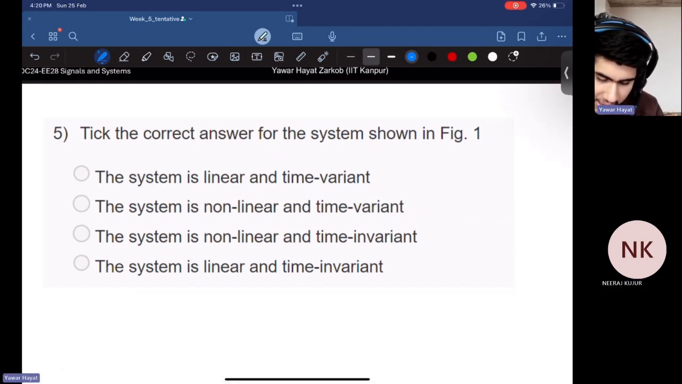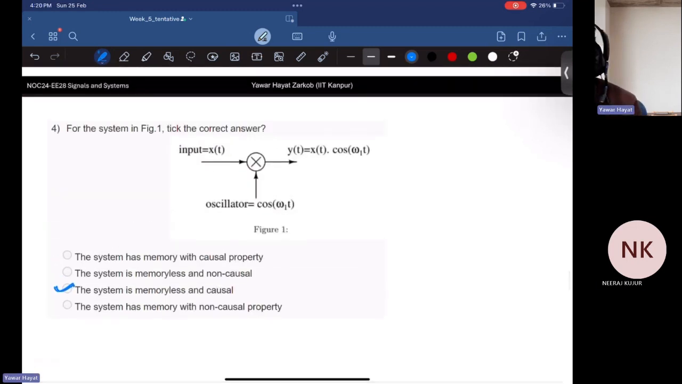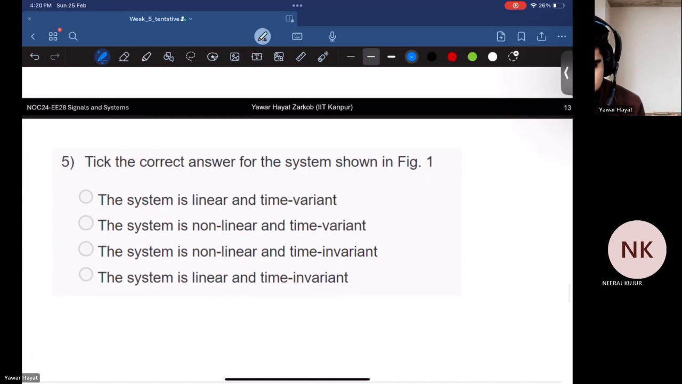For the same figure, you need to comment on the linearity and time variancy or invariancy. Firstly, you know how to find if a system is linear, right? You can use the superposition and homogeneity properties. Try to do that. Take two inputs, x1 of t and x2 of t, and see if the linearity property is satisfied. That is how you will proceed for this question 5. And then we'll move on to the time variancy part.